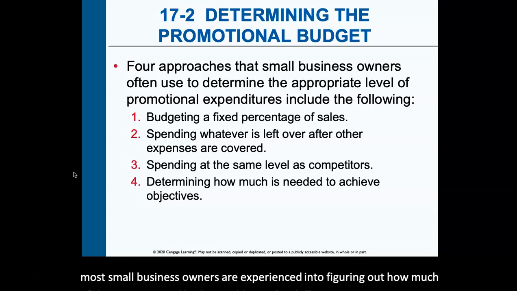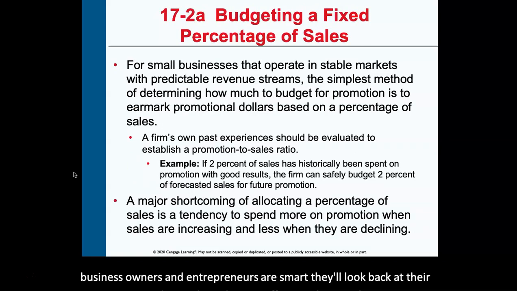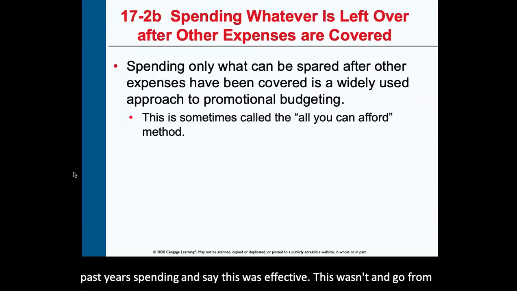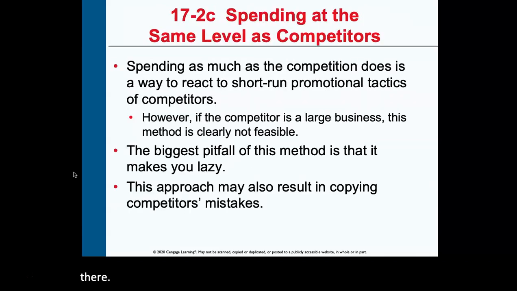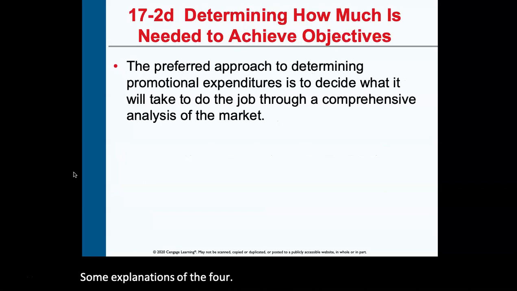So most small businesses end up doing number 2 and 3, whereas number 4 is probably the best way to determine a budget. And it comes with experience as time goes on, and if small business owners and entrepreneurs are smart, they'll look back at their past year's spending and say, this was effective, this wasn't, and go from there. So here are just some explanations of the 4 ways that businesses budget for their promotions.